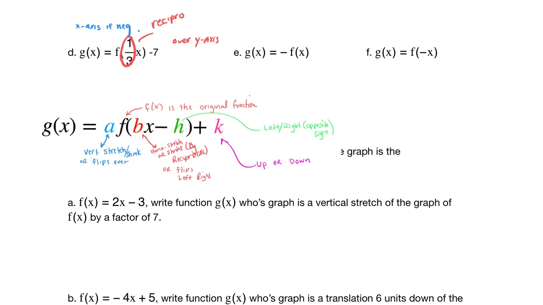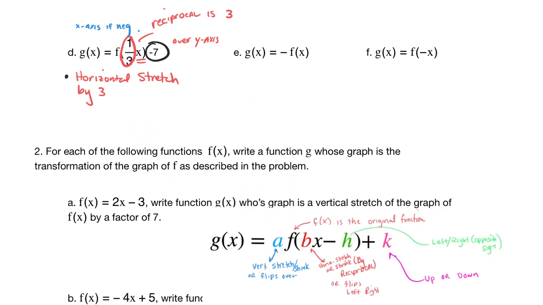And 3 is a big number. And by big, I mean it's bigger than 1. So that's the factor. The x value is going to be multiplied by a factor of 3. And so this is a horizontal stretch by a factor of 3. Just the reciprocal. And then we also have this negative 7 out here, so we need to comment on it. That negative 7 is going to cause a down 7. That's a k value.